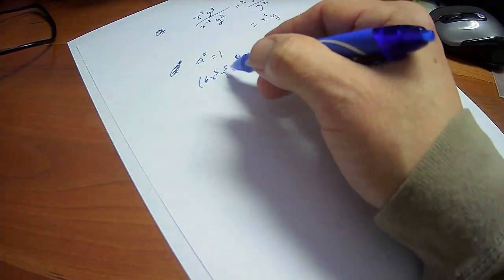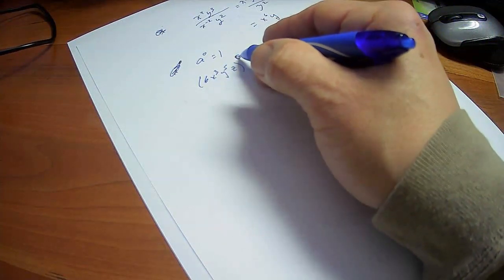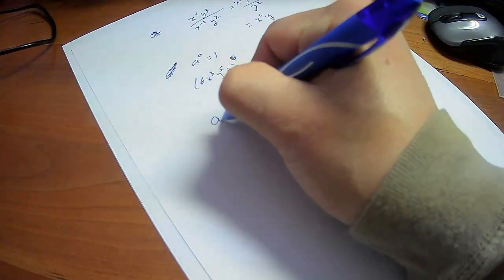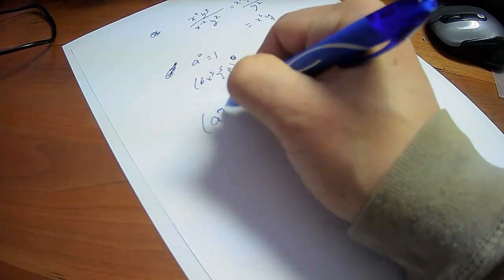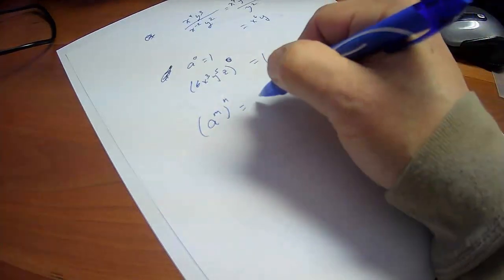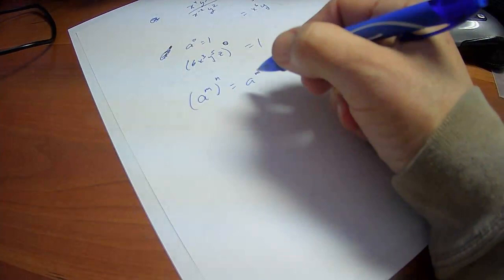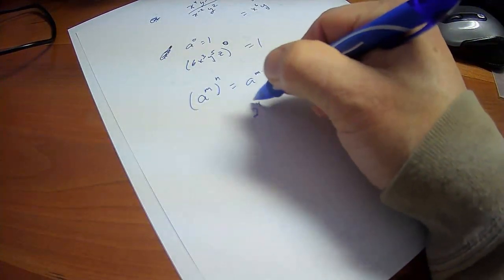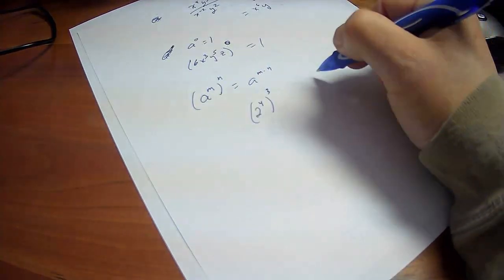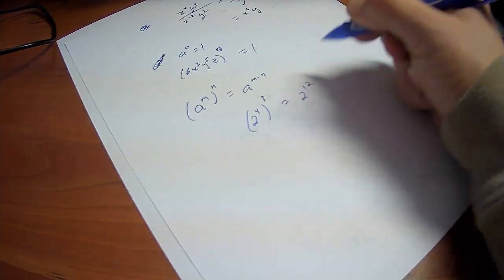Which steers me in the direction of the power raised to a power. If I have a to the m raised to the n power, I just multiply those, and it's going to be a to the m times n. So if I have a situation where I've got 2 to the 4th, raised to the 3rd, 4 times 3 is 12, that's 2 to the 12th.